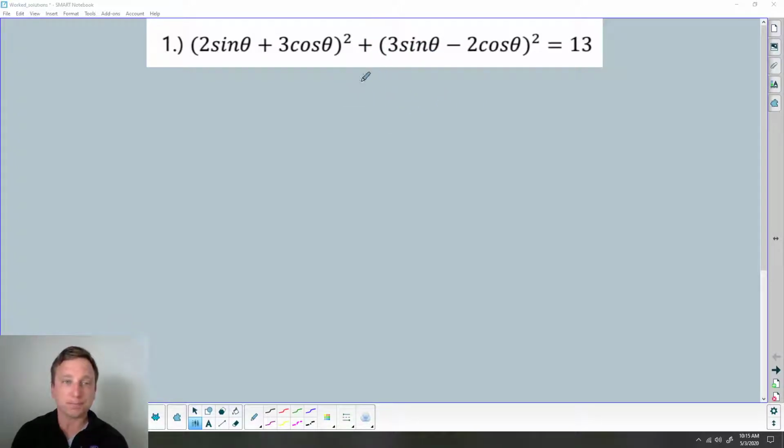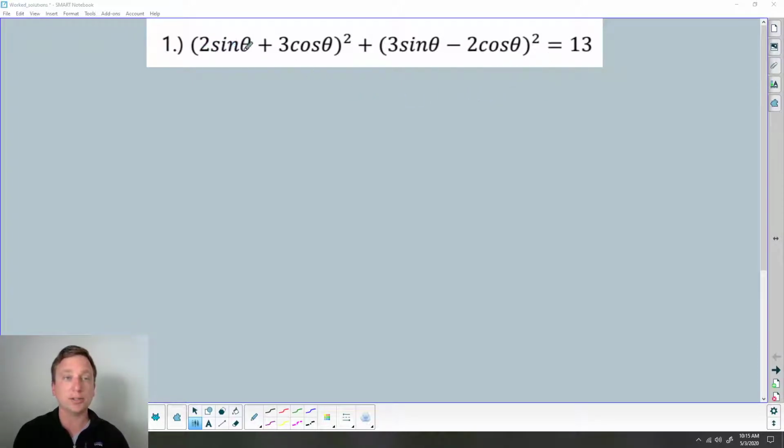This first one, we want to show that this left side, 2 sine theta plus 3 cosine theta quantity squared plus 3 sine theta minus 2 cosine theta quantity squared is equivalent to 13. There was some confusion this week in what this equals or what we were asked to do. You were asked to show that this left side evaluates to be 13. Some of your classmates did a really unique way of working through this where you showed that it ended up being a true trig identity as well, and that works also.